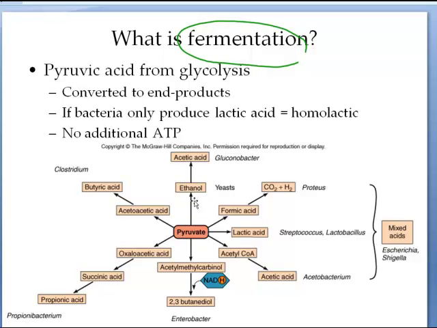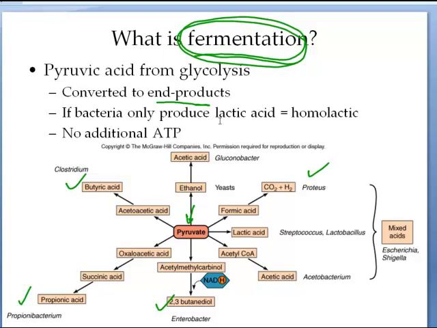So here is pyruvate, as you can see in the center, and here are many pathways on the side that are going on. Pyruvate can be converted to many end products depending on the particular organism. For example, in Clostridium, it will form butyric acid. In propionic bacteria, it will form propionic acid. In enterobacteria, it's going to form 2,3-butanediol. In Proteus, it will form carbon dioxide and water. So many pathways are formed.